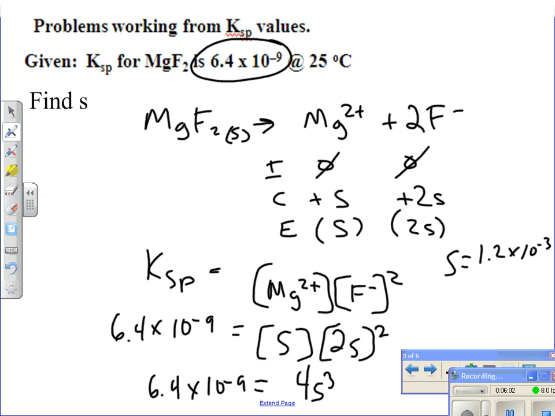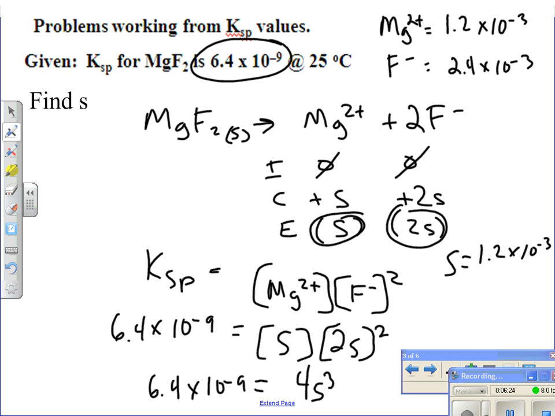That's also my concentration. If they're asking me, well, what's the solubility of magnesium? I would say it would be 1.2 times 10 to the negative 3rd. If they ask me my solubility of F minus, which sometimes they ask, that's going to be 2.4 times 10 to the negative 3rd. Because it's double because of the 2S. You go back to the E-line if they ask you about molarity of the ions. It's always the E-line. You always want to do it in that same order.